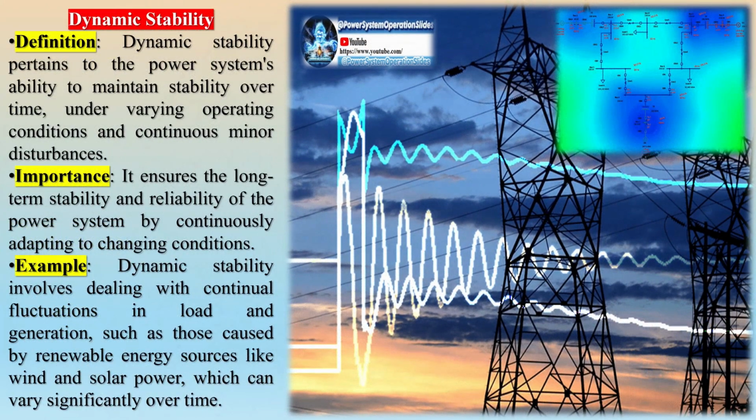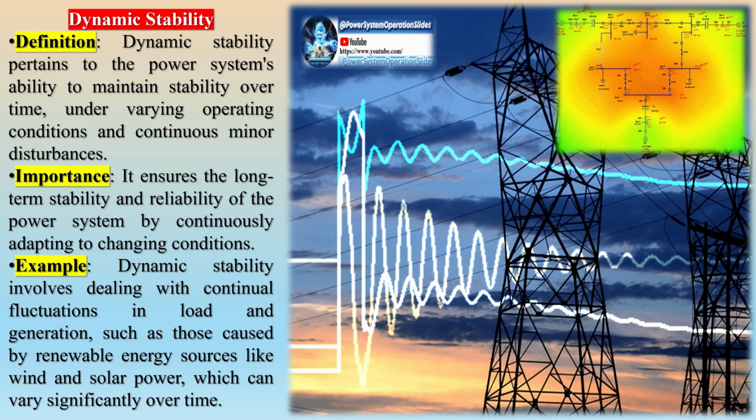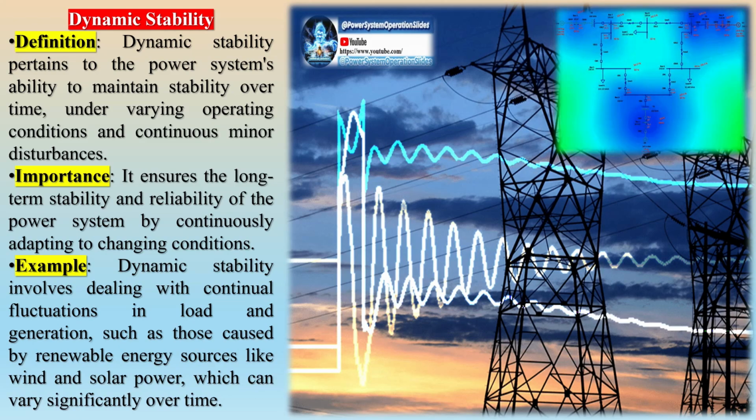Transient stability. This type of stability refers to the system's ability to remain stable following major disturbances, such as faults, sudden load changes, or generator outages. It focuses on the system's short-term response immediately after the disturbance. Transient stability is crucial for preventing cascading failures and large-scale blackouts. Example: during a severe fault, the system must be able to withstand the initial shock and prevent widespread instability.